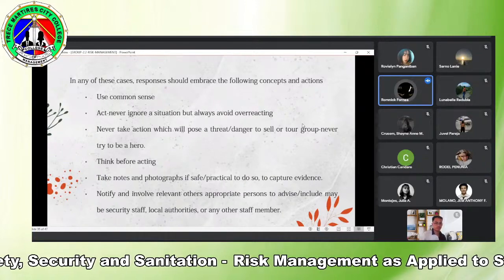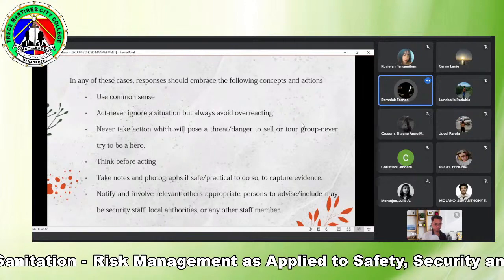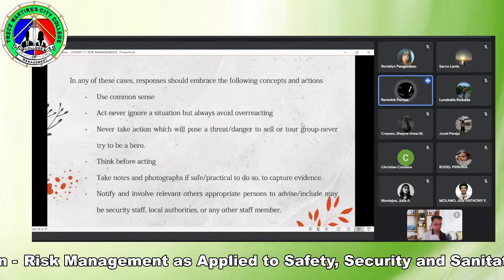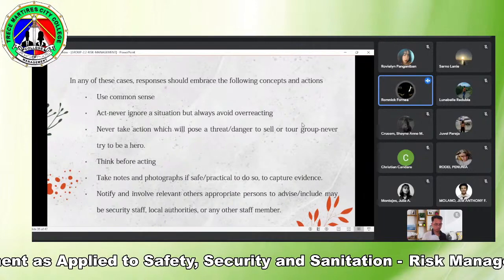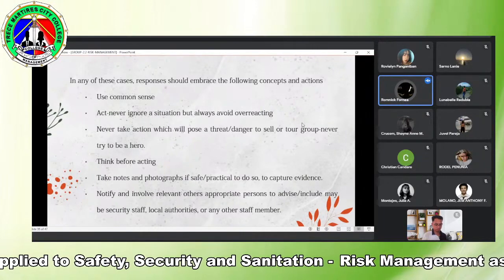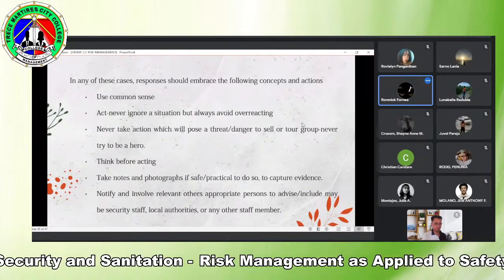Next po is never ignore a situation but always avoid overacting. Unang-una, wag mong isawalang bahala ang isang situation, pero iwasang mag-overreact, o yung tinatawag na OA for short.